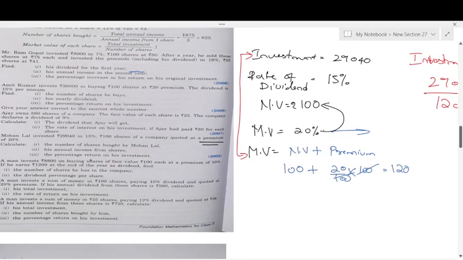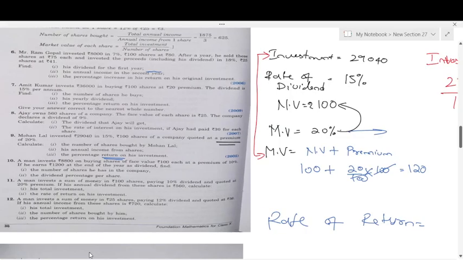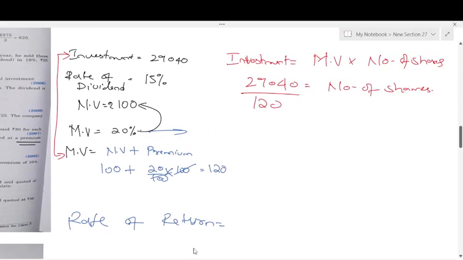Percentage of return is given. Which formula is used for return? What is the formula I told you all? When the word return is given, you have to find rate of return. Find investment. After this, find the next one. Annual income, dividend. Annual income and dividend are both the same.